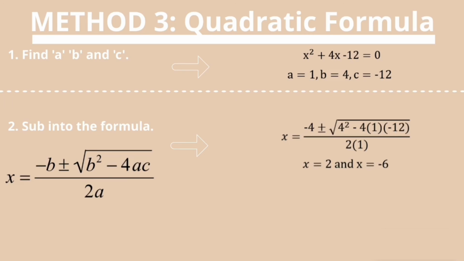Put this on your calculator. First do the positive case and then do the negative case separately. There's no plus minus button on your calculator, so you have to do it separately. You should get 2 and then negative 6.